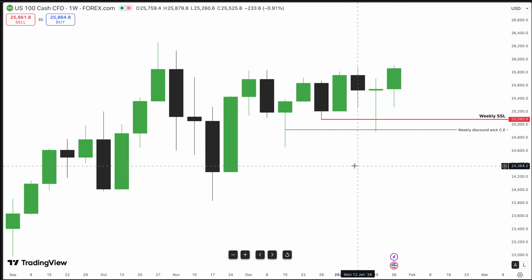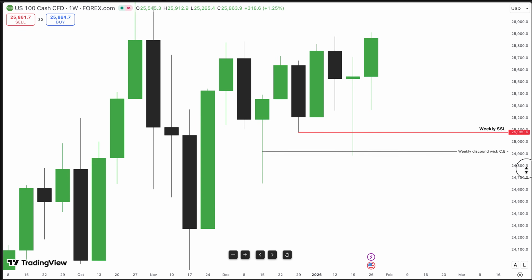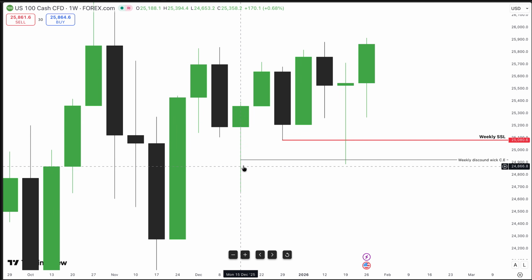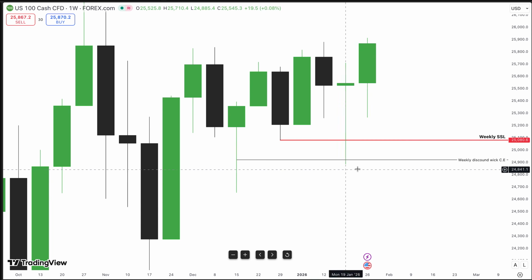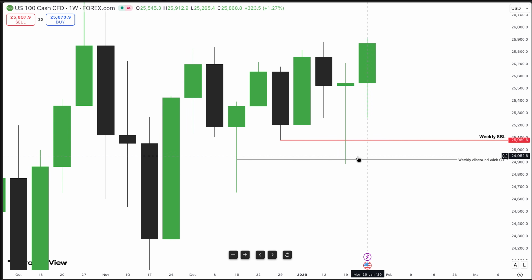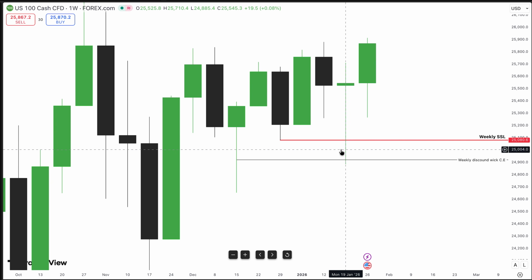In this example, on the weekly time frame, as you can see here, the price has taken the sell side liquidity of this weekly candle and also the CE of this weekly discount array. As the price has taken the sell side liquidity, we could expect a bullish scenario this week. So going into the lower time frame, let's see how this works.